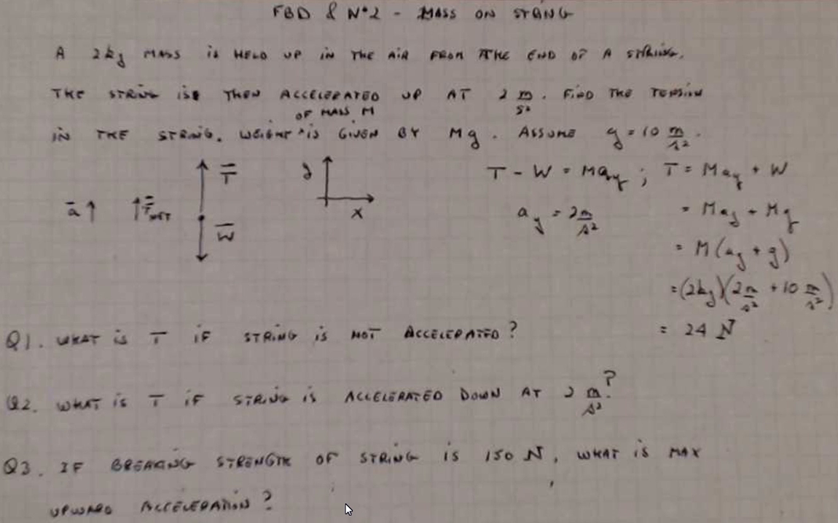Question number 3. If the breaking strength of the string is 150 newtons, what is the maximum upward acceleration? Every string has a breaking strength. If you were to hang more than a certain amount of weight from it, it would break. But however the tension is created in the string, it can't hold more than 150 newtons. That implies, from this equation up above here, that there is a maximum upward acceleration. So I'd like you to find that.